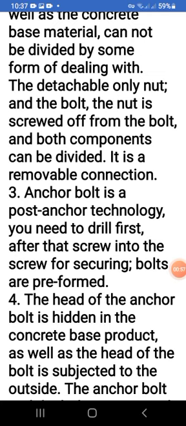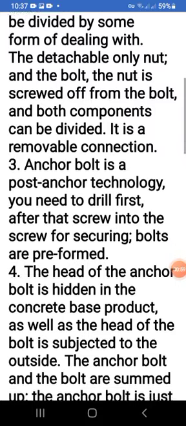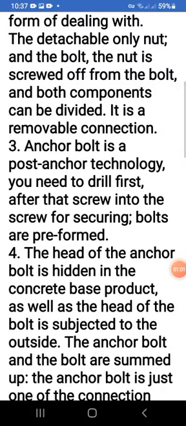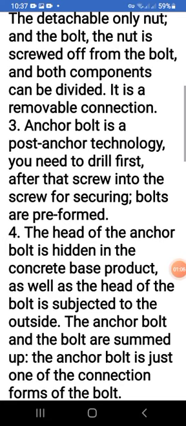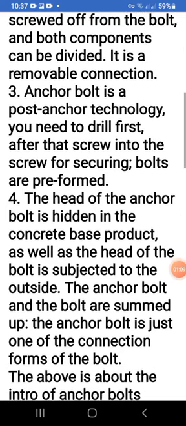Bolts are preformed. 4. The head of the anchor bolt is hidden in the concrete base product, as well as the head of the bolt is subjected to the outside. The anchor bolt and the bolt are summed up. The anchor bolt is just one of the connection forms of the bolt.